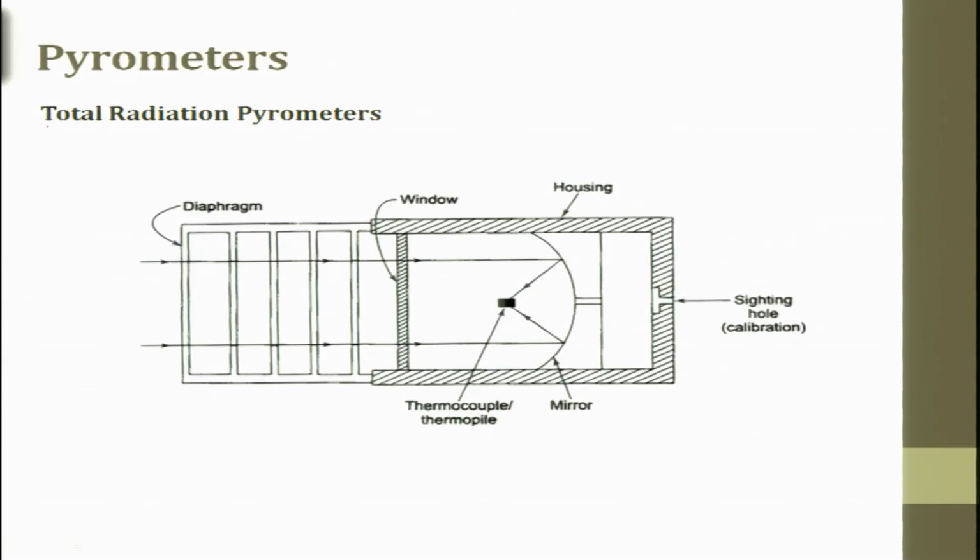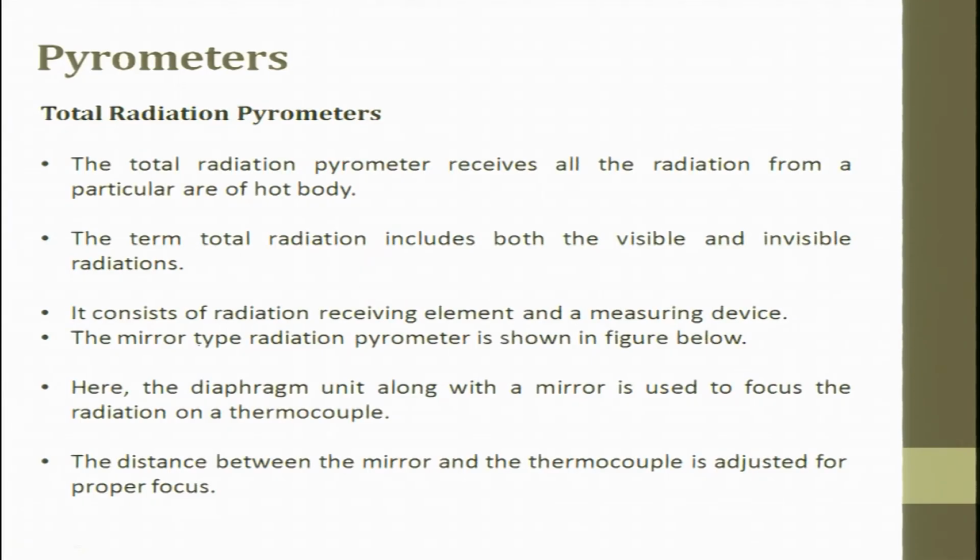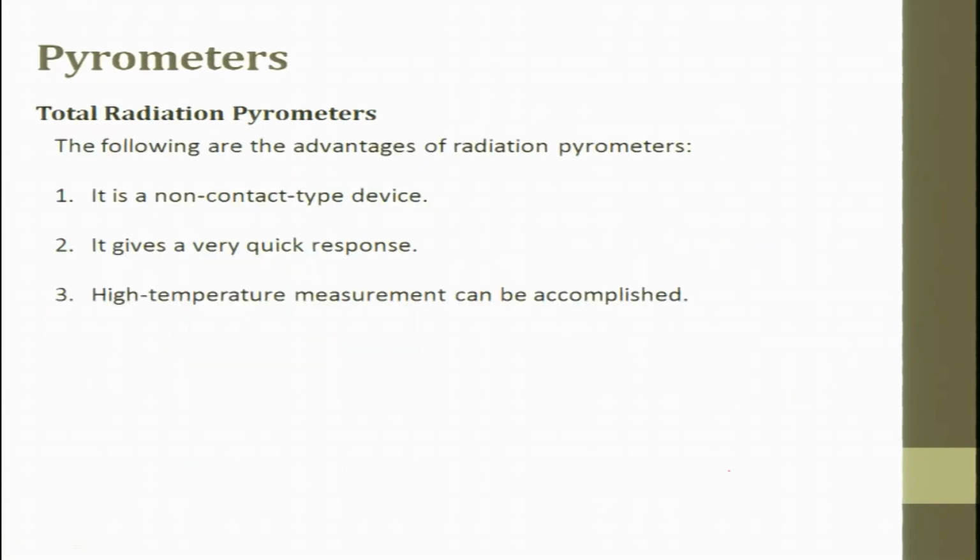So, this is how the total radiation pyrometer looks. These are the diaphragm and the window. Here is a housing, and here is a mirror which is polished very well. Here is a thermocouple, and a hole through which you see and then calibrate it. We adjust the diameter and then measure the temperature. The mirror type radiation pyrometer is shown in the figure below. The diaphragm unit along with the mirror is used to focus the radiation on a thermocouple, and the distance between the mirror and the thermocouple is adjusted for proper focusing.